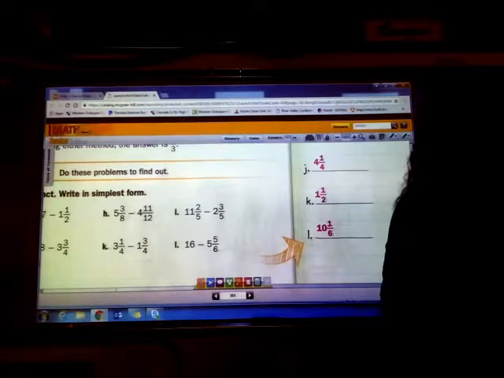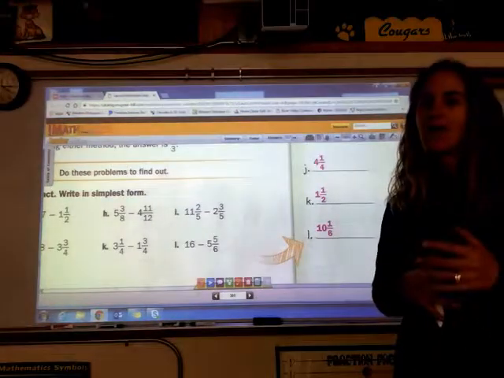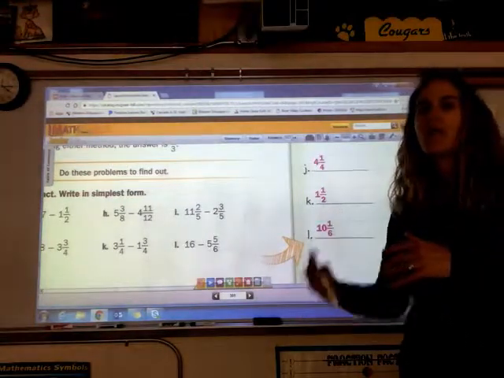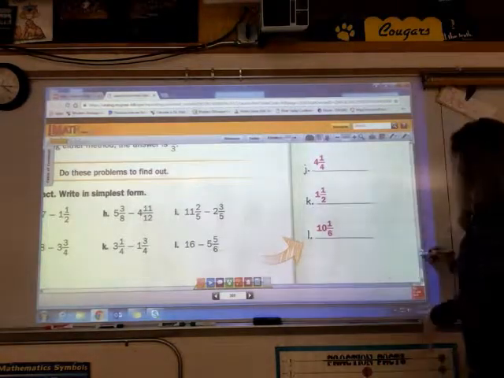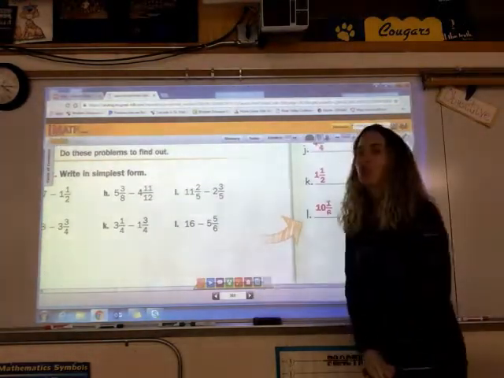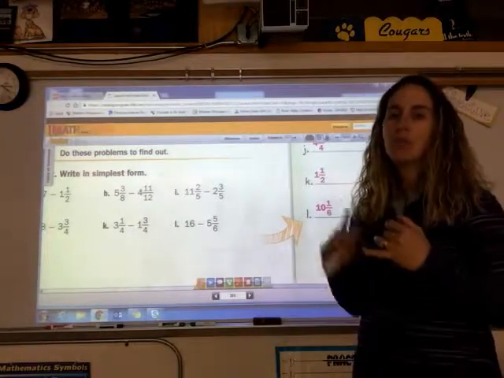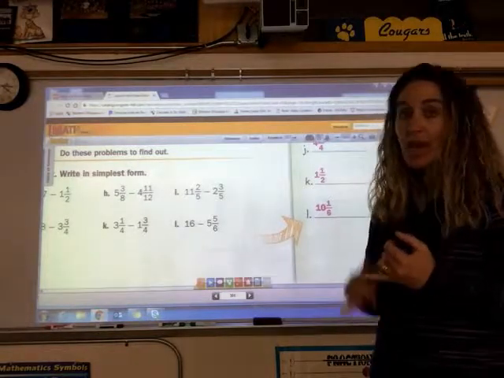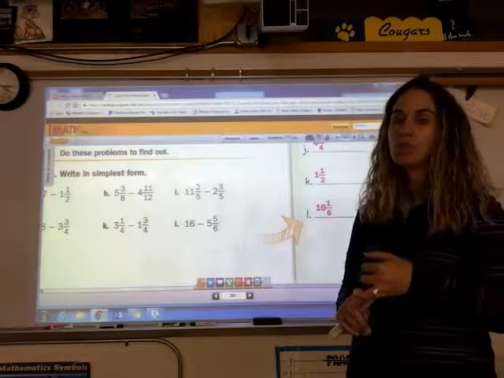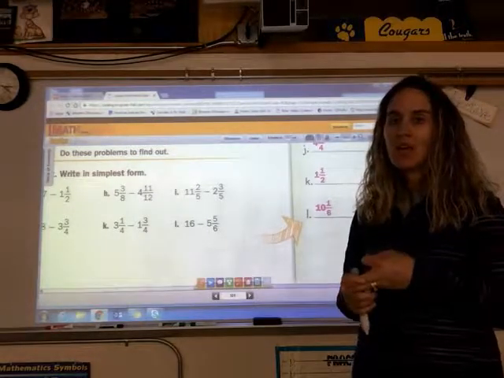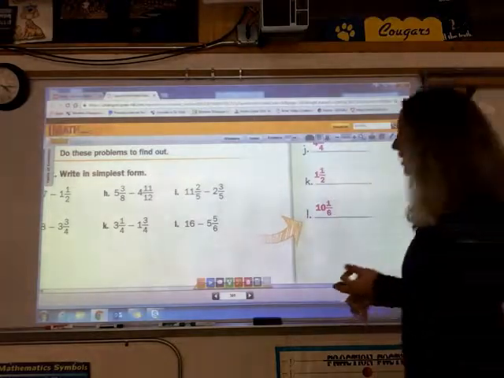So hopefully you were able to get those answers, whether it was by renaming them or changing them to improper fractions and subtracting that way. Again, make sure that they are in simplest form. You need to take your time when you are working through this. Number 1, so you don't miss signs. Number 2, so you don't make any subtraction mistakes. Number 3, so you don't make any renaming mistakes. So please make sure you take your time on these.